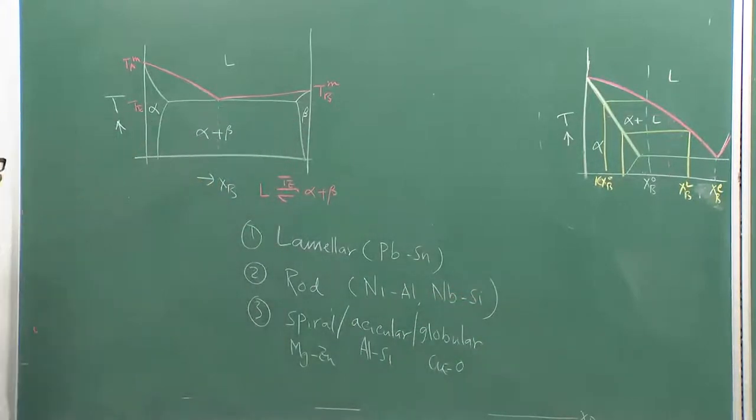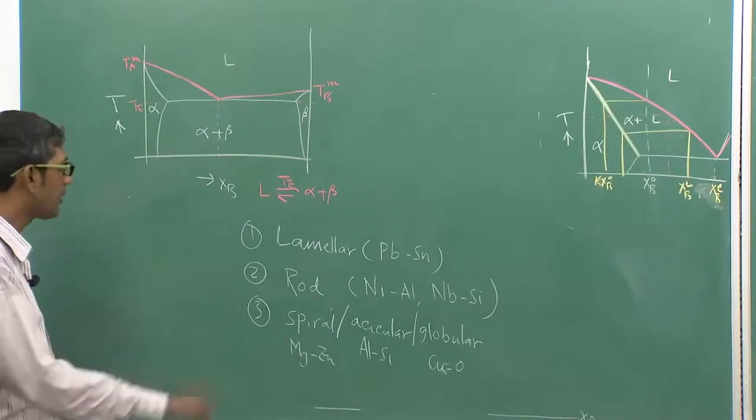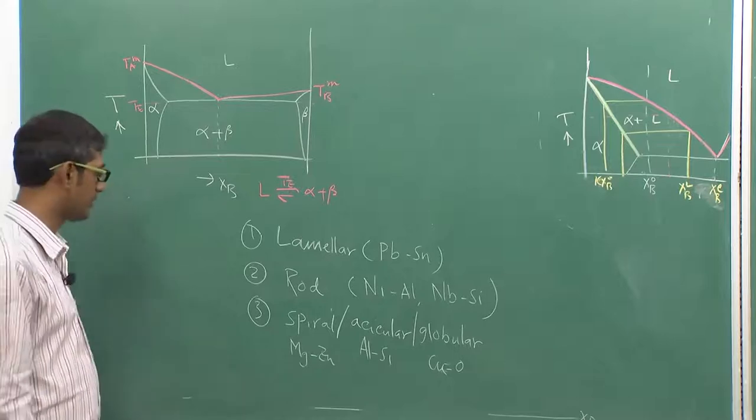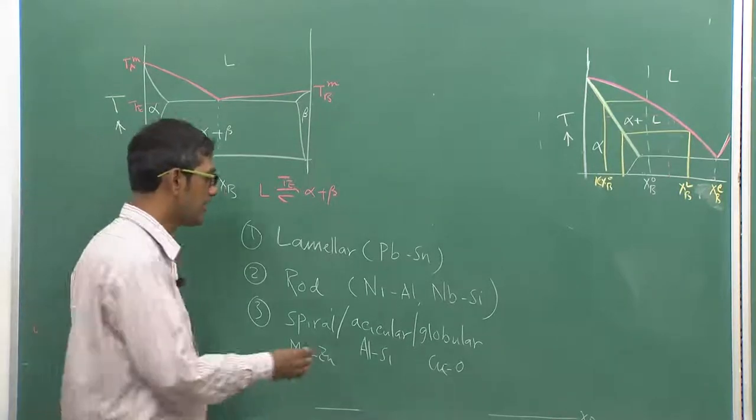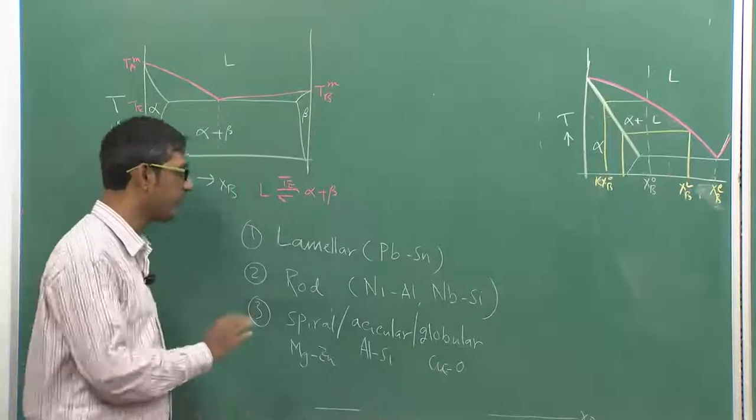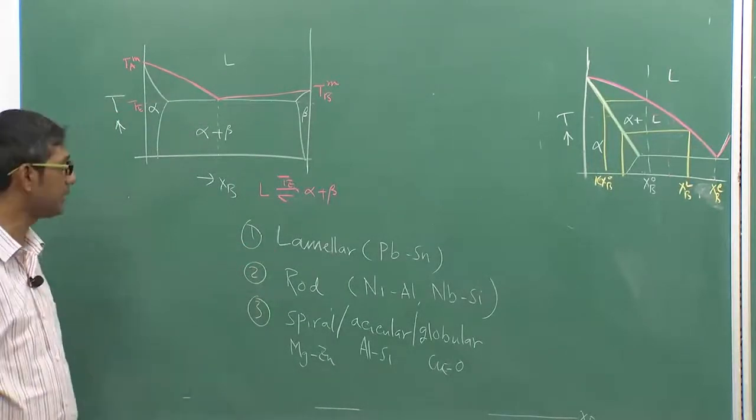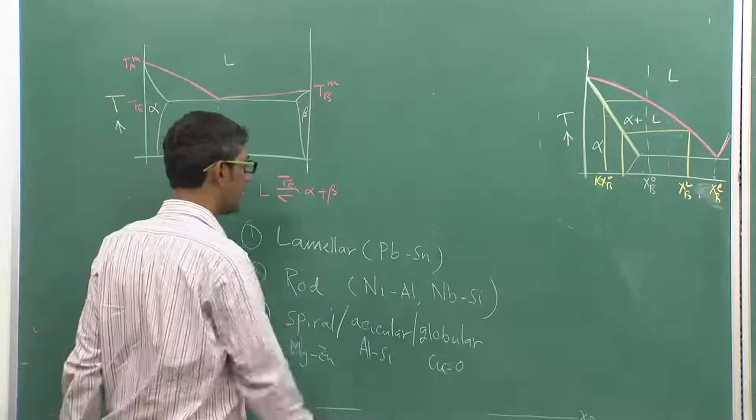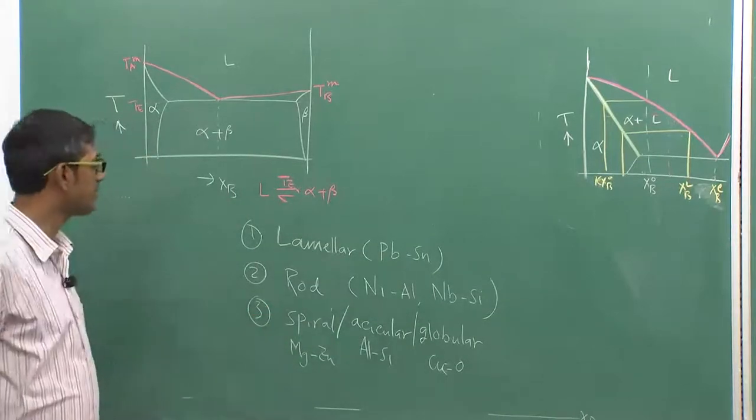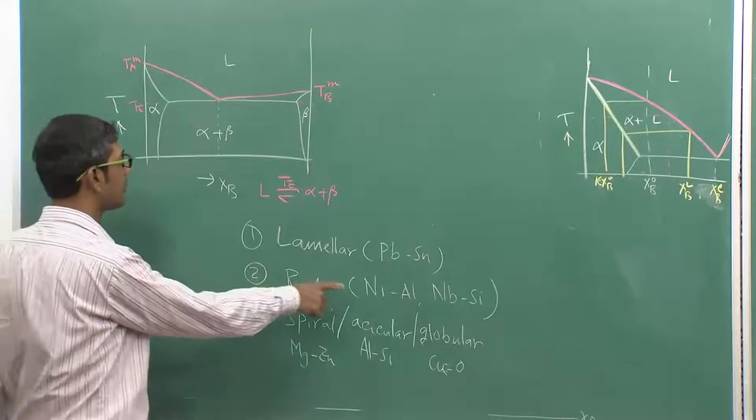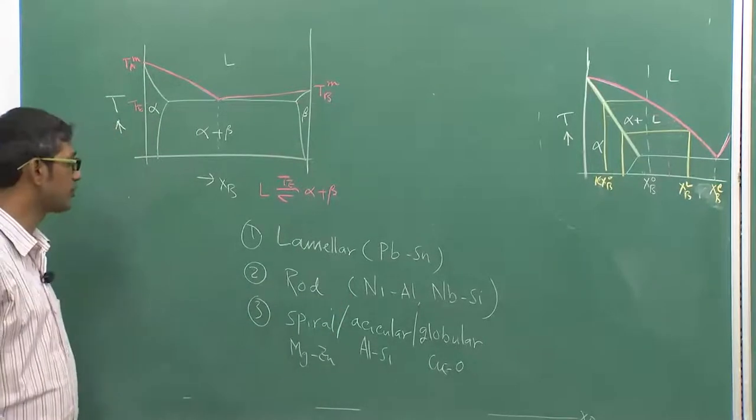There are many other morphologies, I am not discussing those. The important ones are these. You can also have eutectic with Chinese script microstructure. Those are very special cases, but these are routine normal things. Normally, most of the eutectics are lamellar type, like lead tin is one classical example, or rod type. Normally, rod type eutectic forms when the volume fraction of one of the phases is low.